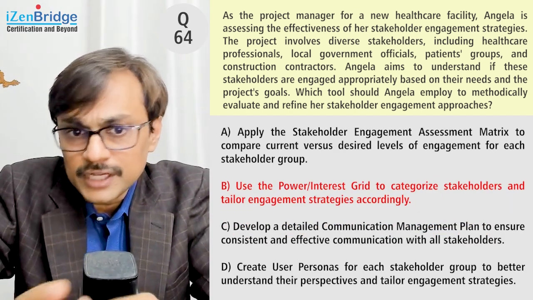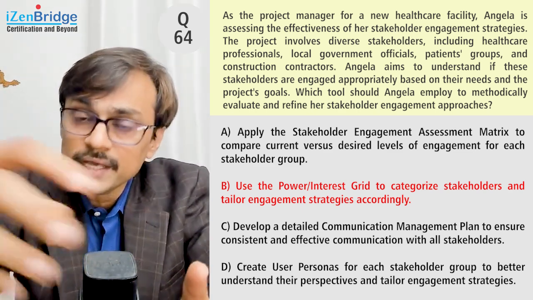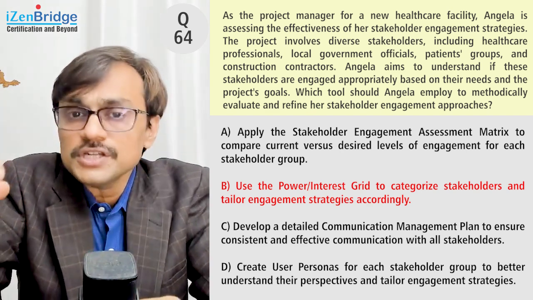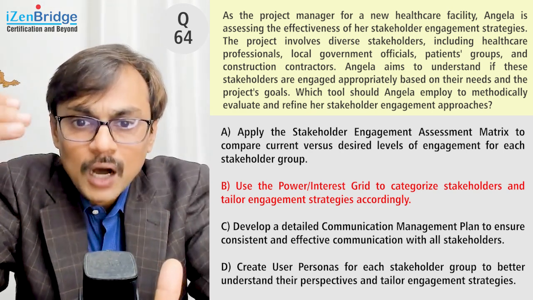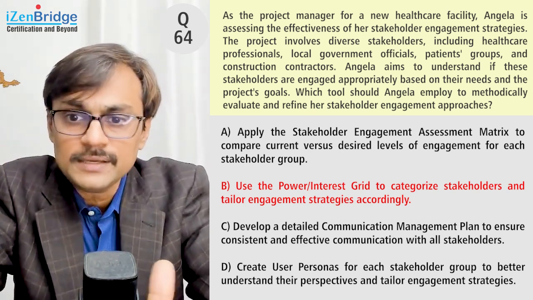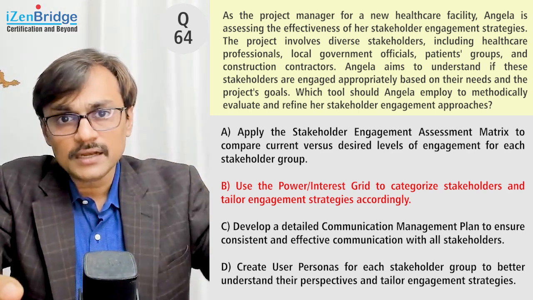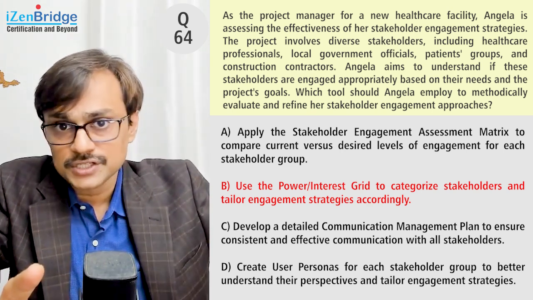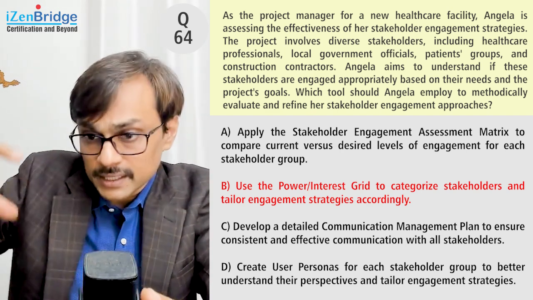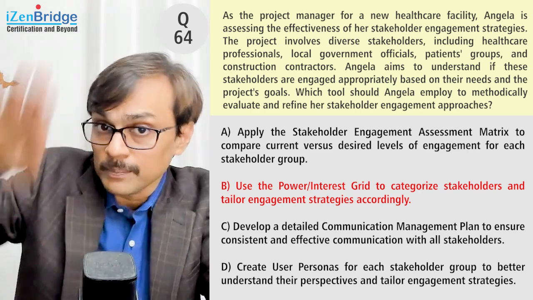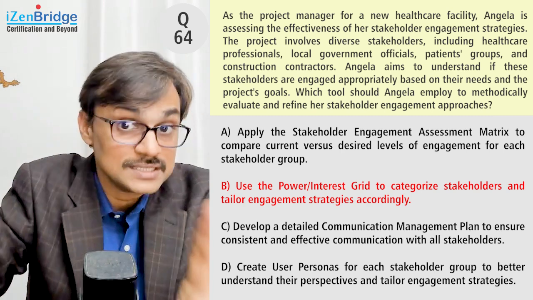Now, we need to probably look at the question again. Is the question focusing on identifying how to engage with different people, or is it focusing on their current engagement level and how we should engage with them appropriately so that we meet the desired engagement level? If I want to understand their needs and expectations, I probably can use the power interest grid. But if I want to understand their current engagement level and whether it is appropriate or whether I should do something about it, then I need to use the stakeholder engagement assessment matrix. So that's a decision we have to make.